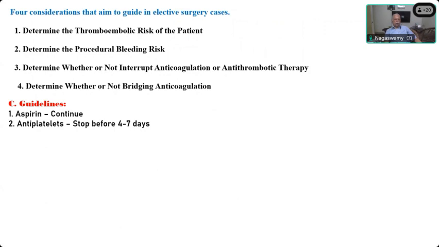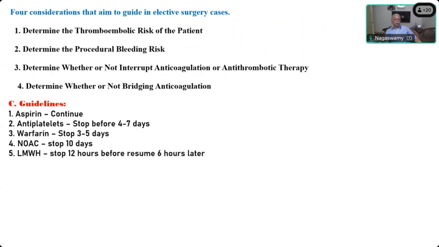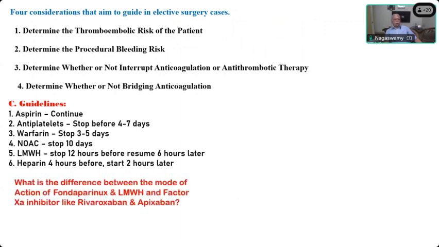Then all the antiplatelets like clopidogrel, and other drugs like ticagrelor, cangrelor, you can stop 4 to 7 days before. Warfarin you have to stop 3 to 5 days. Newer oral anticoagulant drugs, preferably stop for 10 days. Low molecular weight heparin, stop 12 hours before surgery and you can resume 6 hours later. Heparin, because of its short duration of action, if given intravenously, you can stop 4 hours before and start 2 hours later.